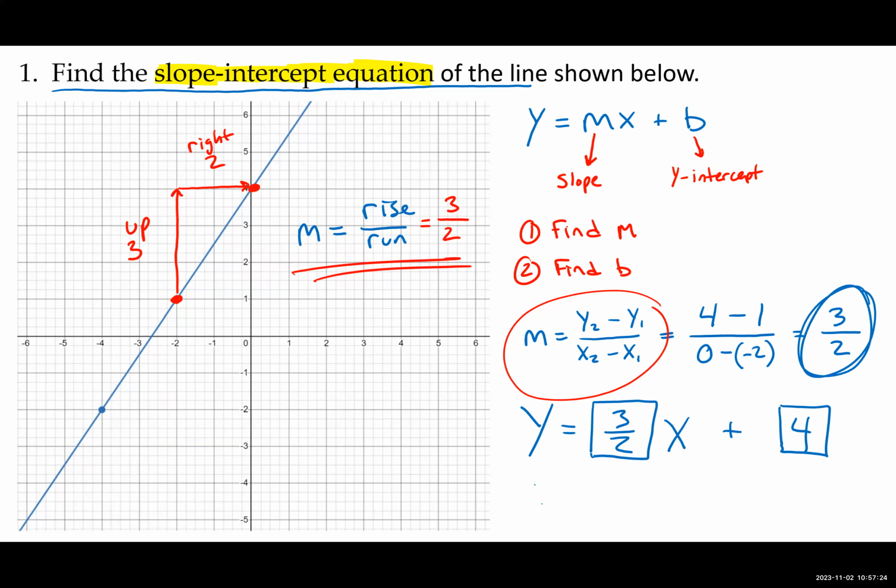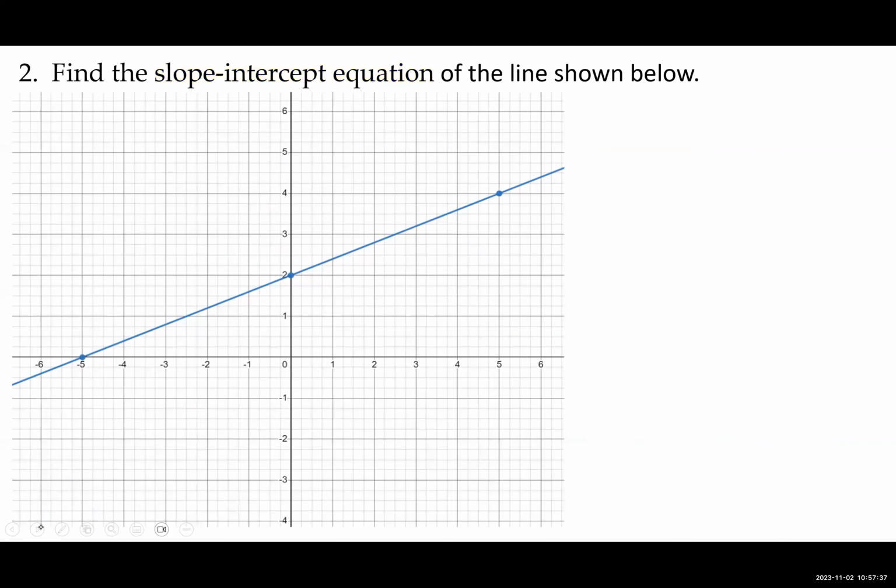So our final answer would be y is equal to 3/2 times x plus 4. And that should do it for this one. So one more of these guys. I'm going to go through this much quicker because we just did all the discussion in the previous one. So this is the same problem. Find the slope-intercept equation. And again, I'm going to treat it the same way. Fill in the blank. Y equals something times x plus something.